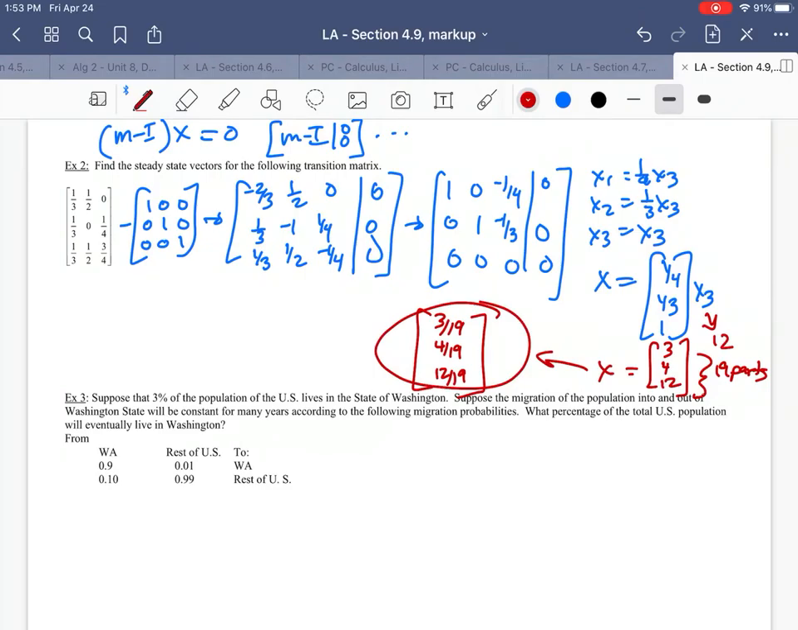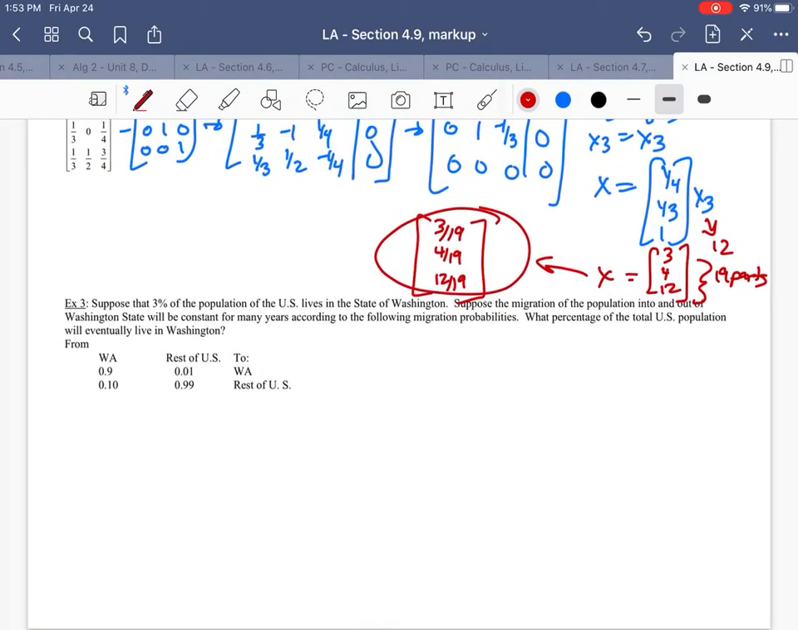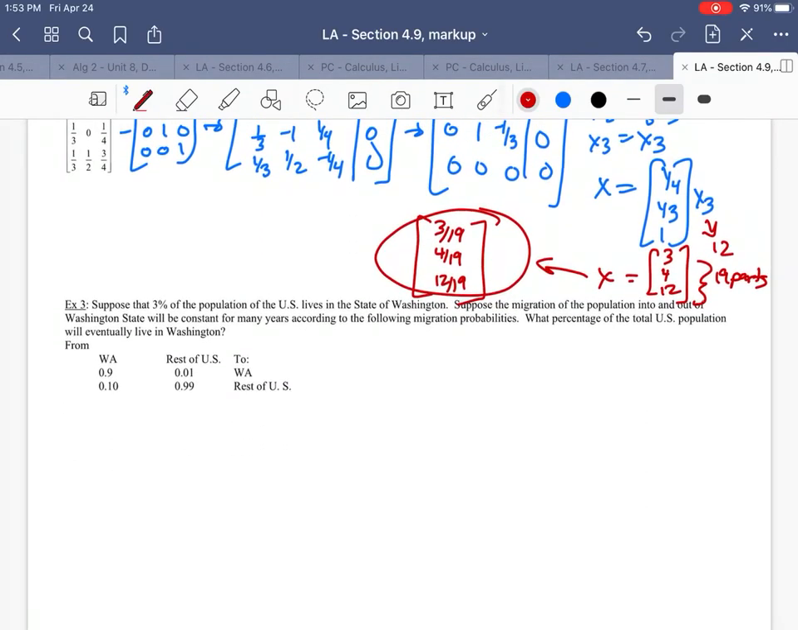All right, so let's do this last one here. And before I forget to mention, your homework is just in section 4.9. It is numbers 3 and 13. They're kind of based on each other. So, all right, here we go. I'm given this migration matrix here.